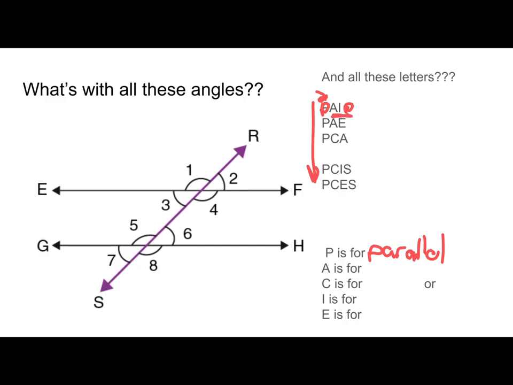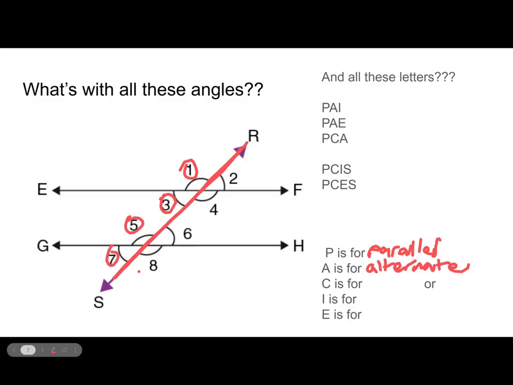But for right now, let me just clear this off, rewrite that parallel. The next one is A, and C really, but C is a little bit weird. The next one is A for alternate. Now what does that mean? Alternate means that, here's your transversal here, alternate means that it's just going to be on the other side. So like 1, 3, 5, and 7 are alternate to 2, 4, 6, and 8.